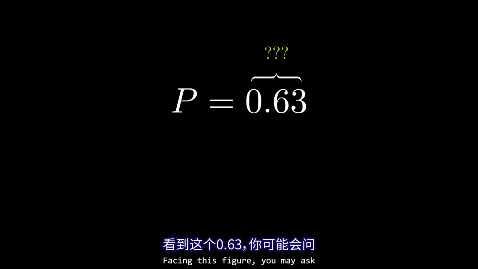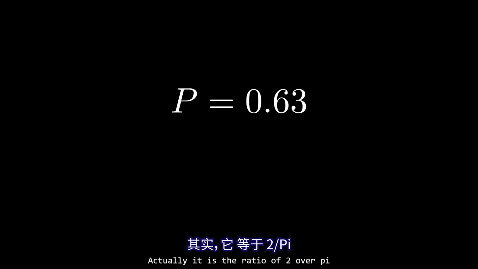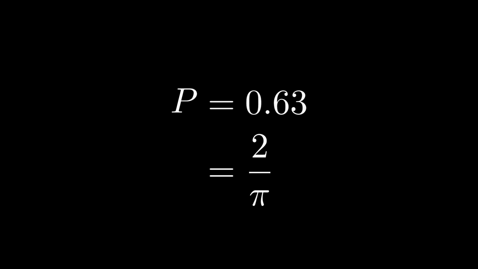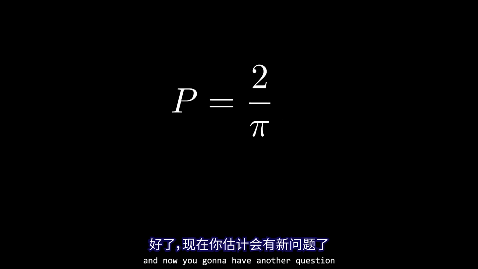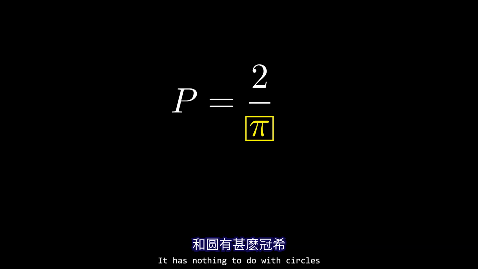0.63. Facing this figure, you may ask, where does it come from? What does it mean? Actually, it is the ratio of 2 over pi. And now, you're gonna have another question. What is pi doing here? I just dropped some needles, and it has nothing to do with circles.